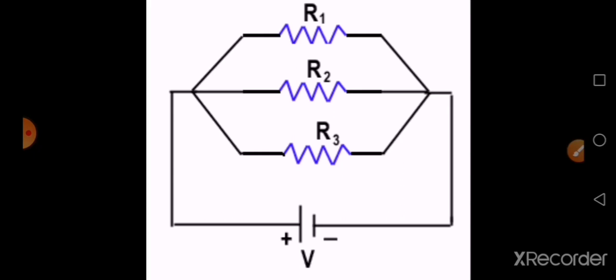Okay, so hope you all have understood this part, combination of resistors. Take your textbook, go through the derivation properly. If you have any doubt, you can put it in the comment box and go through the numericals. If you have any doubt regarding that also, you can ask.